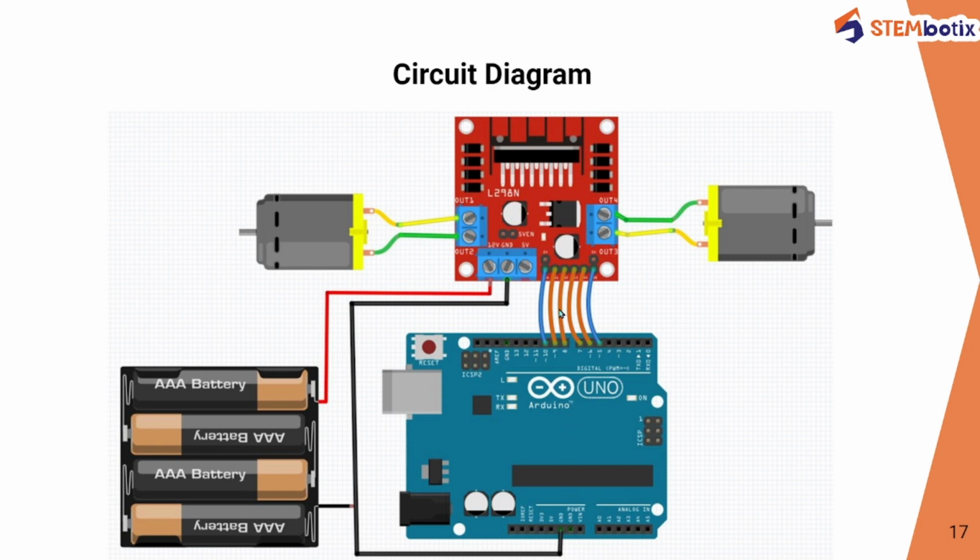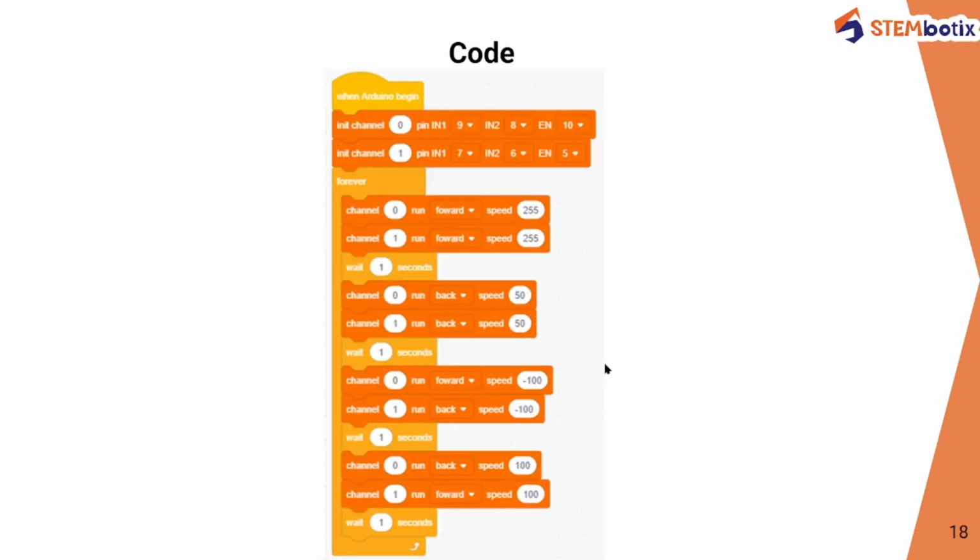After that, we have used input 1, input 2, input 3, and input 4 on pin numbers 9, 8, 7, and 6. So input 1 is on pin number 9, input 2 is on pin number 8, input 3 on pin number 7, and input 4 on pin number 6. Enable A and enable B are connected on pin number 10 and pin number 5. This is the coding for our project, which we will see in Blockzie also.